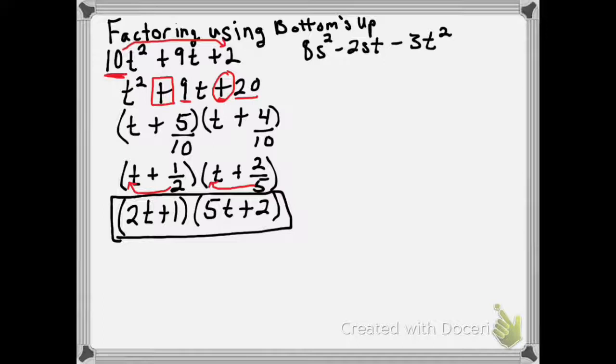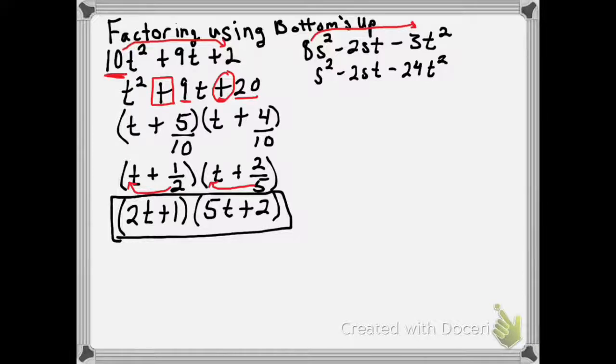Now, we're still looking for a greatest common factor. We still don't have one. There's not a number that will divide evenly into 8, 2, and 3. There's not an s in every term, and there's also not a t in every term. And so we have no other way to factor that except through our bottoms up method. Again, we're going to start by taking this 8 and multiplying it by the 3. That's going to leave us with s squared minus 2st minus 24t squared.